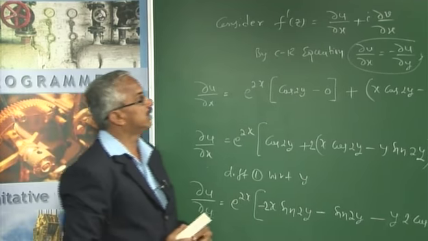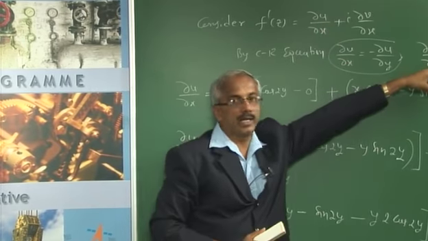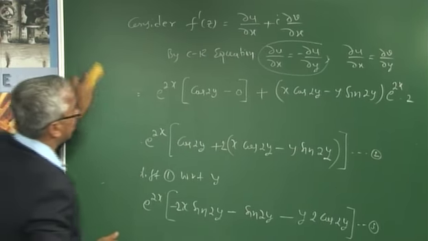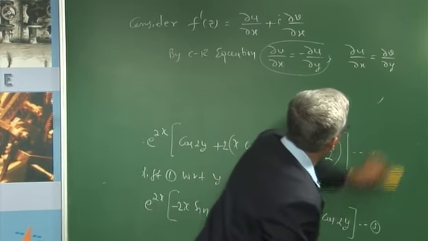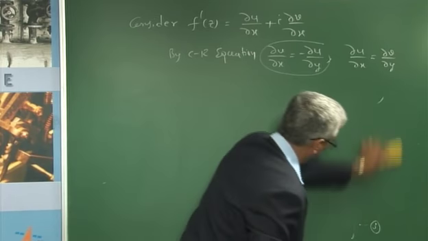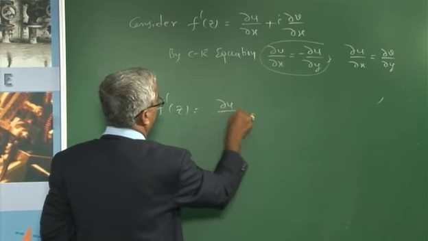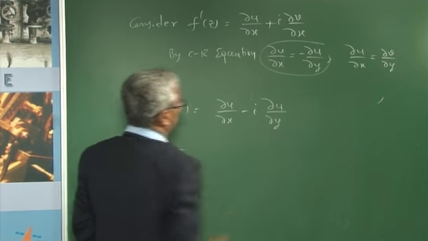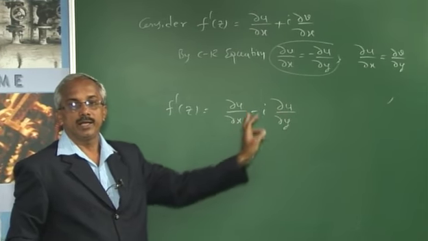Suppose the imaginary part is given, then I can replace dou u by dou x by dou v by dou y. So, on the other way also we can find this term. Then here we have to replace this by f dash z is equal to dou u by dou x minus i into dou u by dou y. So, from 2 and 3 we have dou u by dou x and dou u by dou y.